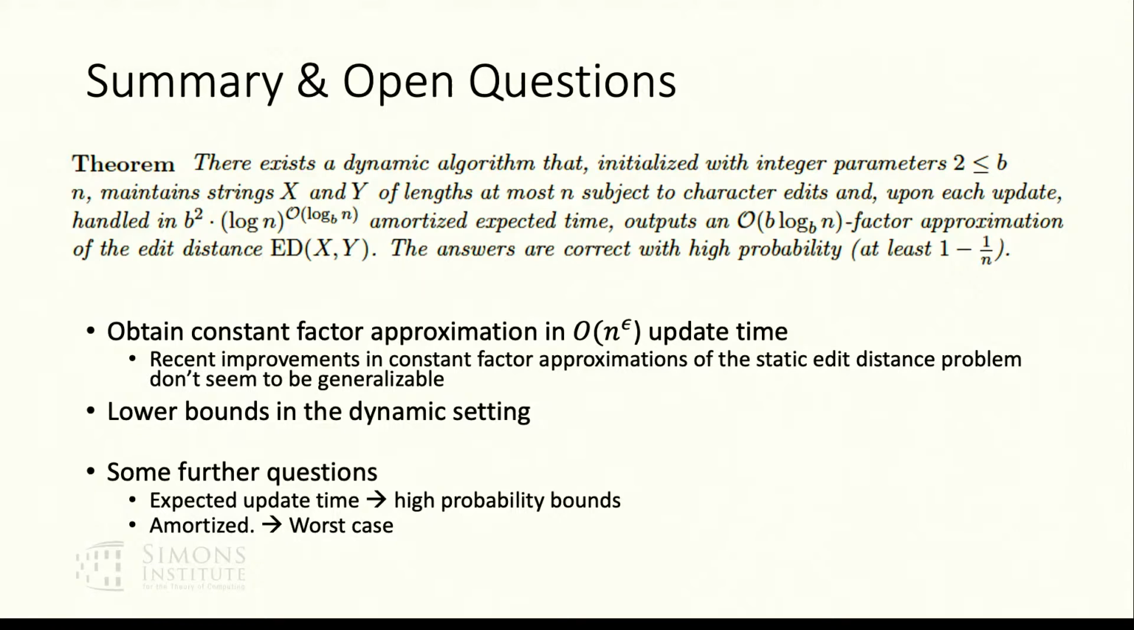So what can we say about lower bounds? And our bounds are on expectation. The update time bounds are on expectation. So can you make it high probability, from amortized to worst case? These are kind of immediate questions, but the main open questions are here. Okay, so thank you.